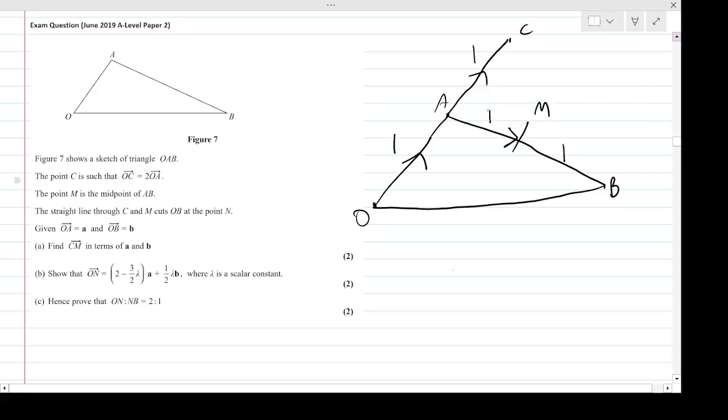Now, we were also told that the straight line through C and M cuts O to B at the point N. So let's draw that line from C to M. If we continue that line, it cuts OB. We're told it cuts OB at the point N, so we can label that N there. We're also given that OA is vector A, so let's label A there, and that'd be one part.